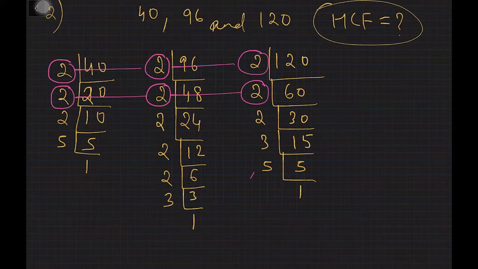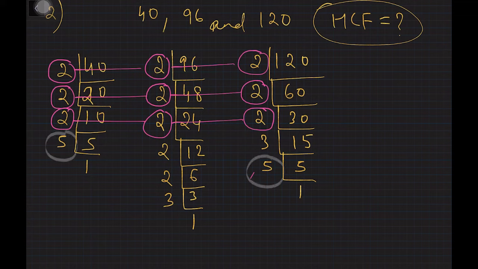So can we still map the remaining 2's? Let's check. So we have one 2 for 40, again one more 2 for 96, again one more 2 for the number 120. So all the 3 numbers are mapped. Now can we map 5? We can't, because here we have 5, here also we have 5, but here do we have 5? We don't have 5, so we can't map 5.